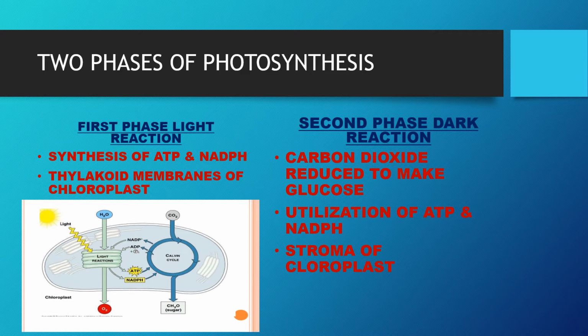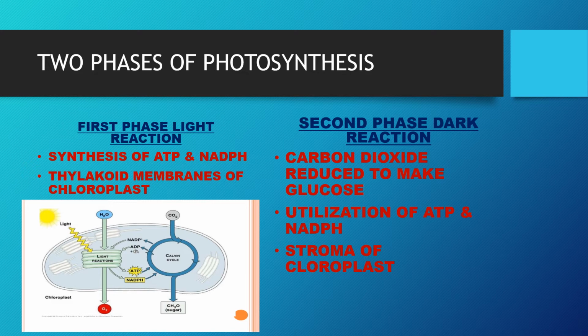During the first phase, light energy is captured and is used to make high energy molecules like ATP and NADPH. ATP stands for adenosine triphosphate and NADPH stands for nicotinamide adenine dinucleotide phosphate hydrogen. And light reaction takes place in the thylakoid membranes of chloroplasts.